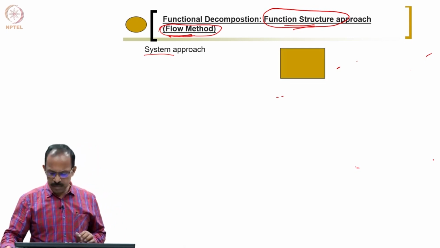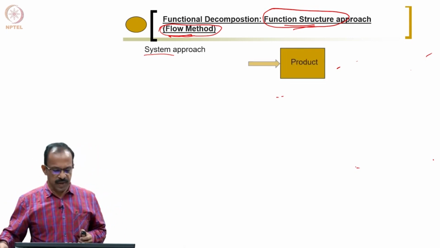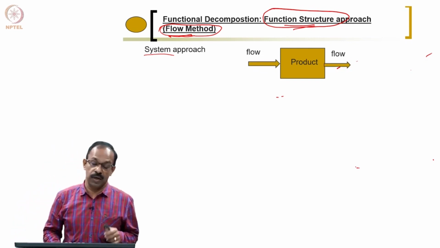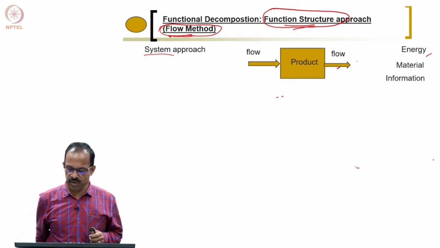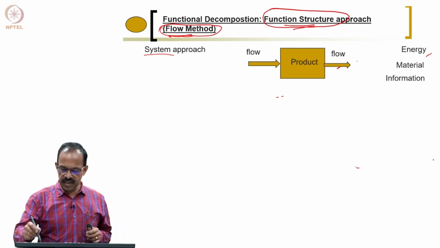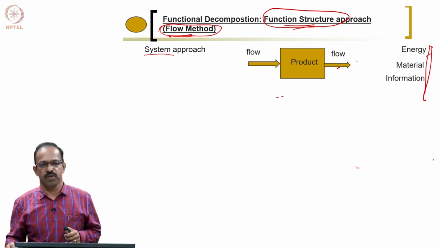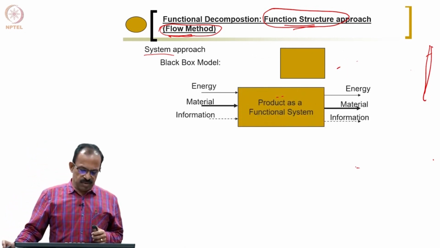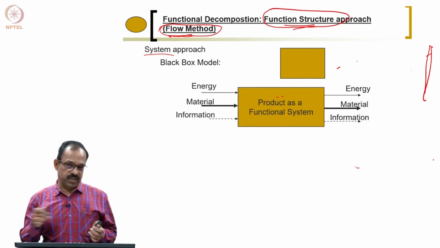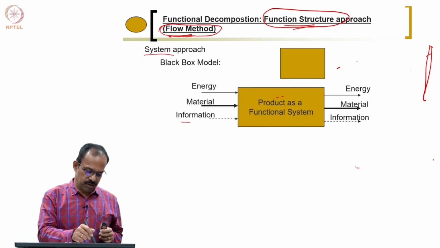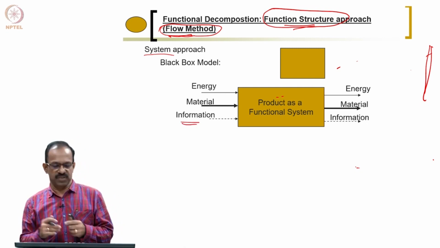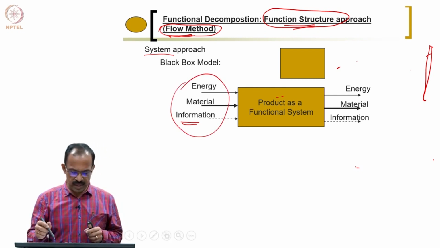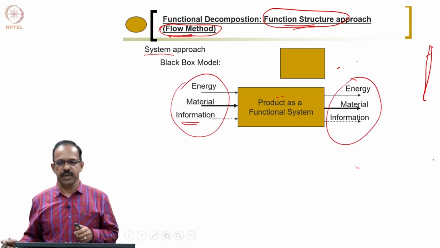So, as I mentioned, we consider the product as a black box and then consider the input as a flow. There is a flow going into the product, and there is a flow coming out of the product, and we assume that these flows are energy, material and information, or the signal. Information and signal, as I mentioned, the signal is information. So, that information in the form of a signal: you will have energy, material and information going in, and then energy, material and information coming out.